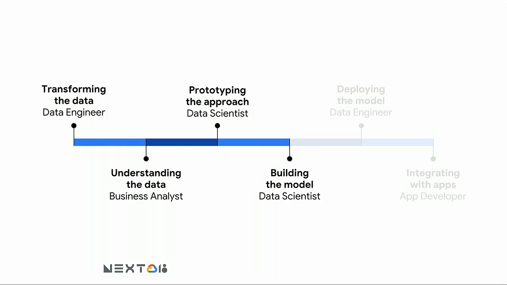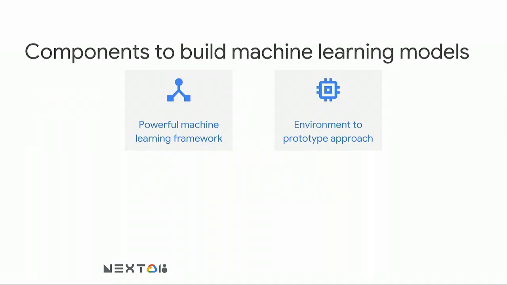If you remember, we have two big tasks here. One, we've got to prototype the approach. And the second is we actually have to build the model itself. So the components that you'll need to accomplish those tasks, for a data scientist, one, obviously you're going to need a pretty powerful machine learning framework, something that you can lean on heavily to support this kind of work. And then you actually need an environment to physically prototype the approach within.